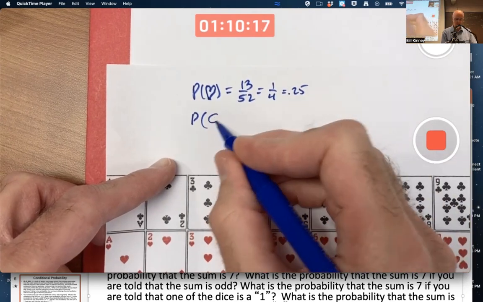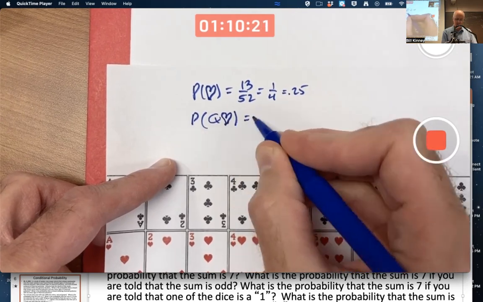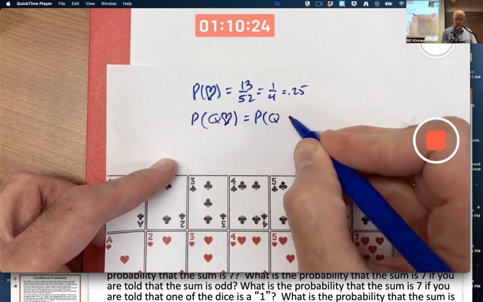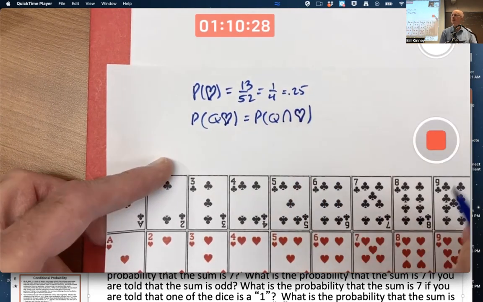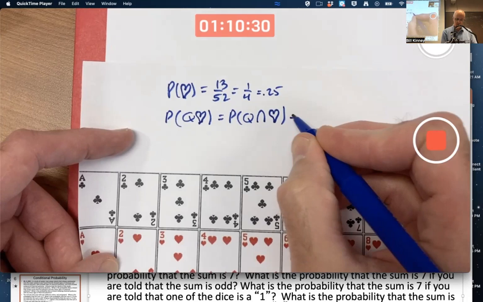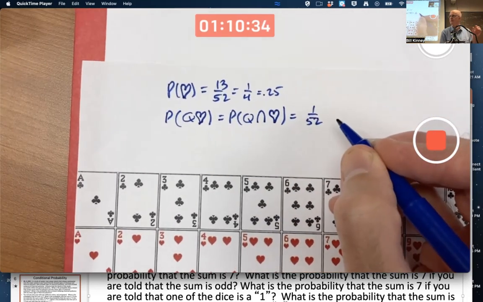What's the probability that it's the Queen of Hearts? I could write that as Q heart for Queen of Hearts, but realize if I do that, that it really does mean Queen and a heart. So it's an intersection. There's only one Queen of Hearts, 1 out of 52. A little less than 0.02.